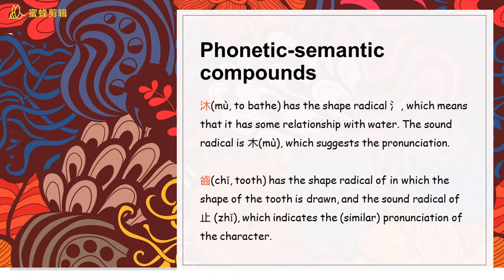齿, tooth, has the shape radical of teeth, in which the shape of a tooth is drawn, and the sound radical of 止, which indicates similar pronunciation of the character. Today, phonetic semantic compounds account for over 90% of all the Chinese characters. New characters can still be created in this method.